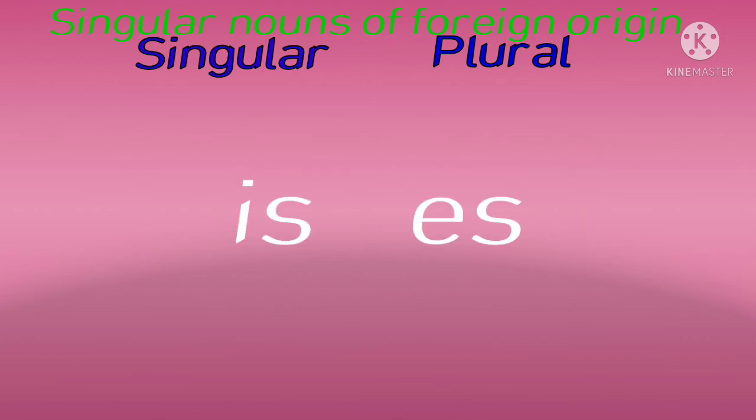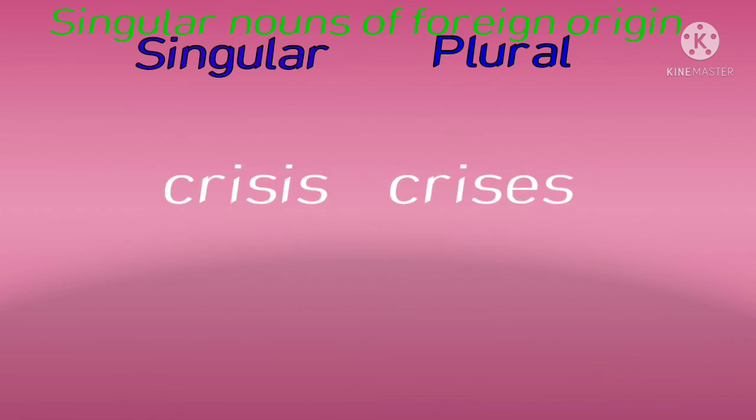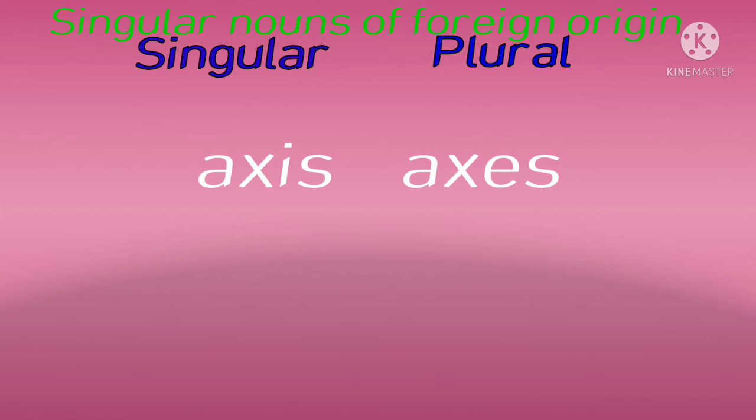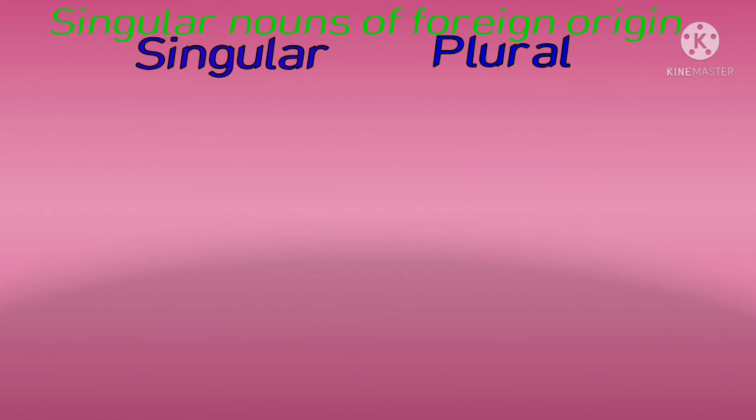Nouns of foreign origin that end with is, we have to change is to es. Say for example, crisis. Change is to es. Crisis changes to crises to make it plural. Axis, singular. Axes, plural.